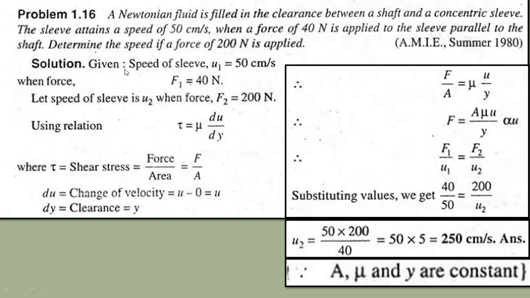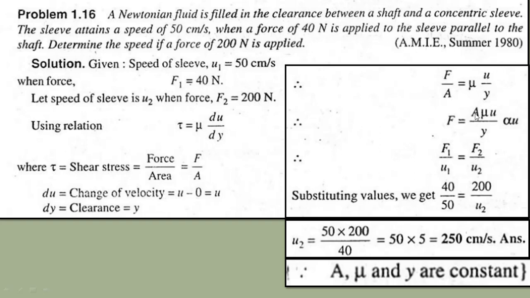So here, given: speed of sleeve u1 is equal to 50 centimeter per second, where force F1 is equal to 40 Newton. Let the speed of sleeve be u2 when force F2 is equal to 200 Newton. Then using the relation, what do we know? Shear stress tau is equal to mu into du by dy, where tau is equal to shear stress, which is force divided by area, F divided by A. Du is the change of velocity, u minus 0, which is equal to u. Dy is the clearance, equal to y.